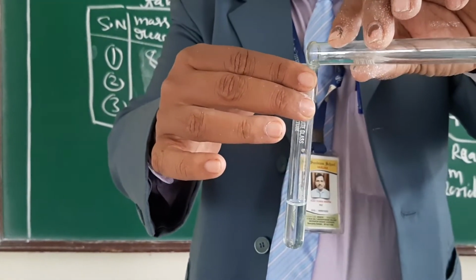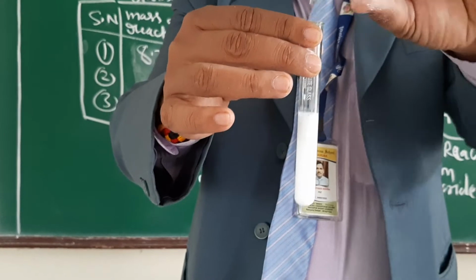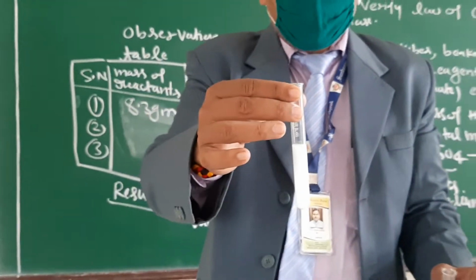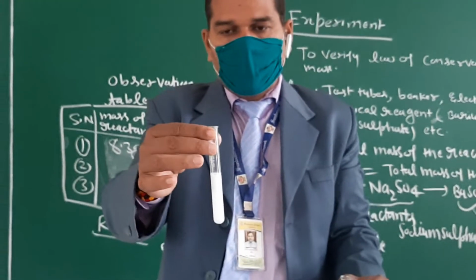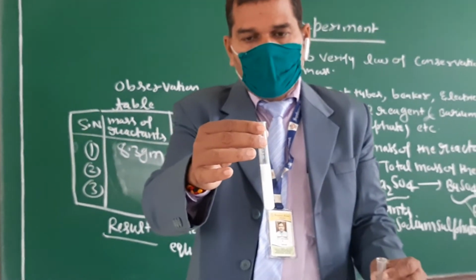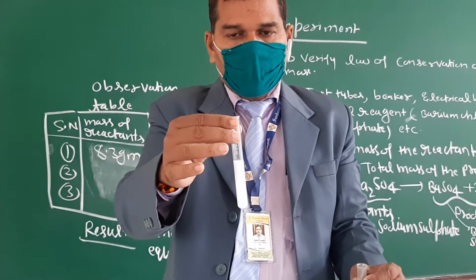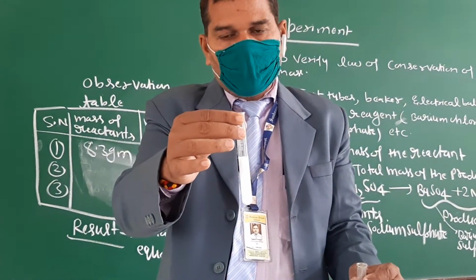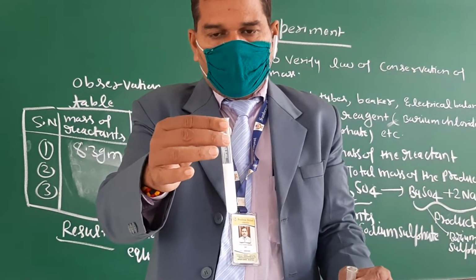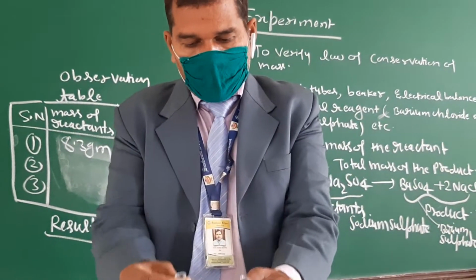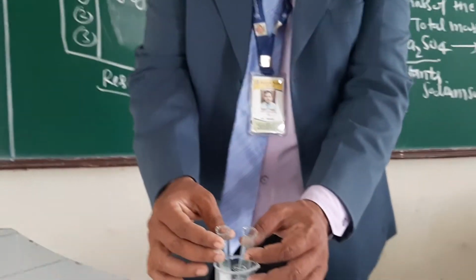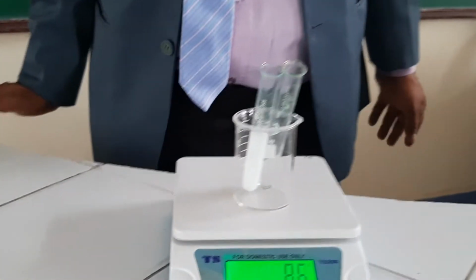Okay, we take 8.3 gram as the mass of the reactants and then we will mix both test tubes with each other. Here a precipitate is formed. After the reaction, a white precipitate is formed. The reaction is complete.